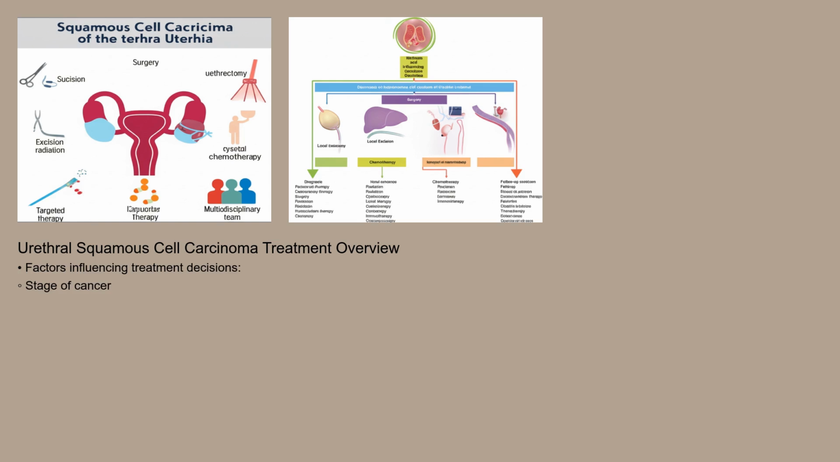Chemotherapy uses drugs to kill cancer cells throughout the body and is often used in combination with surgery or radiation therapy for advanced disease. In some cases, targeted therapies or immunotherapies may be considered, particularly for tumors that have specific genetic mutations or express certain immune markers. Treatment decisions are typically made by a multidisciplinary team of specialists, including urologists, oncologists, and radiation oncologists. Follow-up care is essential to monitor for recurrence and manage any side effects of treatment.